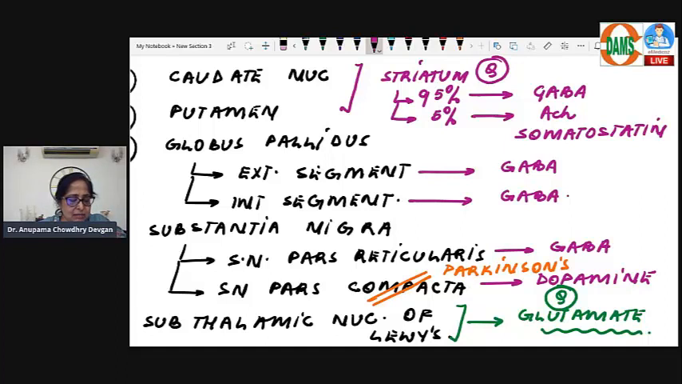Swapnadeep, thalamus toh kar liya. Swapnadeep, thalamus kar liya, isn't it?